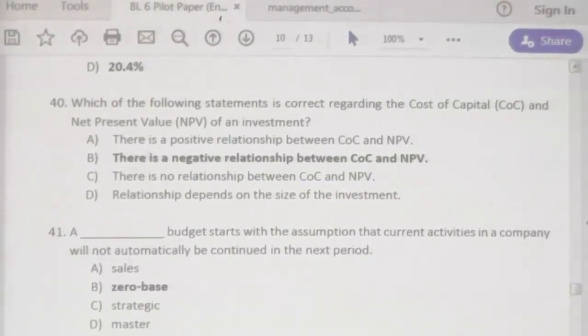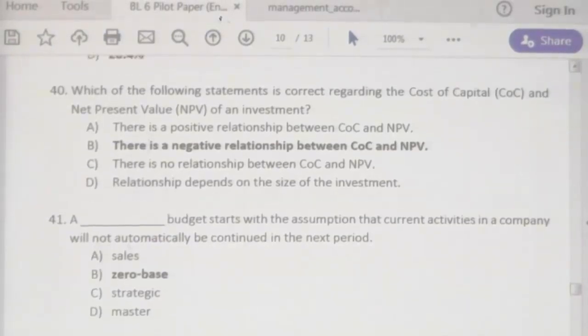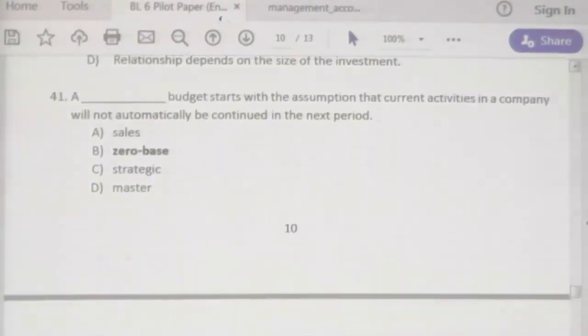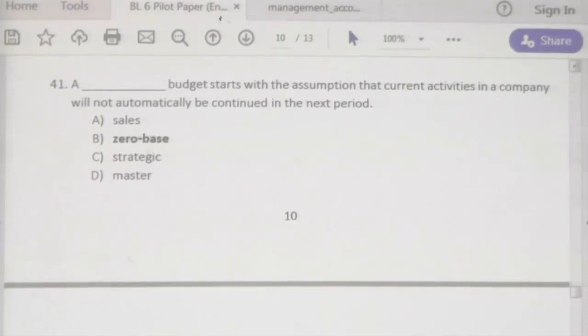Okay, moving on with question number 41. There is a blank. Budget starts with the assumption that current activities in a company will not automatically be continued in the next period. It's a very nice question. There are different methods of budgeting, right? One method is zero based budget. The answer is zero based budget.